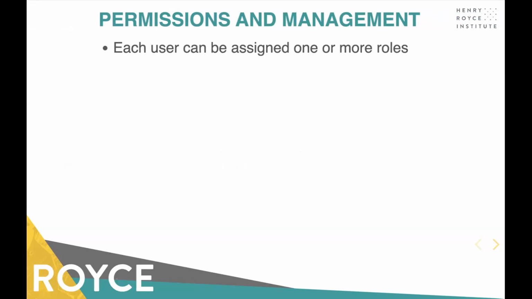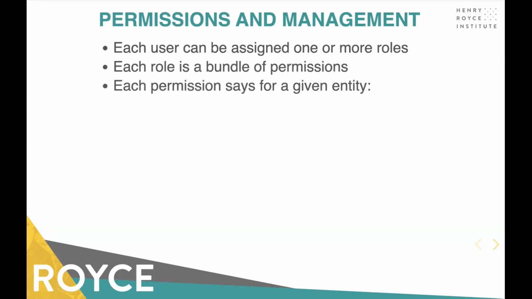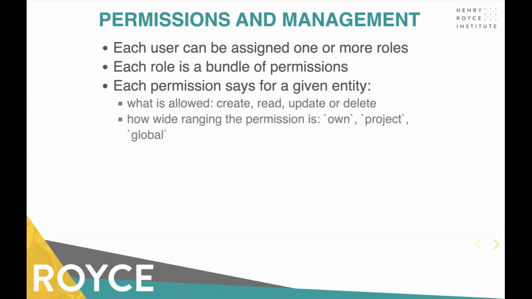Another feature of Ampletracks that comes into the whole lab management, project management, research management is permissions. Each user can be assigned one or more roles within Ampletracks. We have the inbuilt role that is superuser. Each role is a bundle of permissions, so you can control how these permissions affect what the user can and cannot see. Each permission says for a given entity what they're allowed to do: create, read, update, or delete records, and not exclusive to records, that could also be create, update, or delete users.